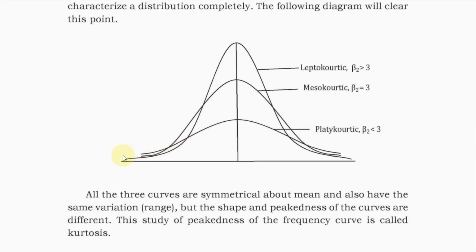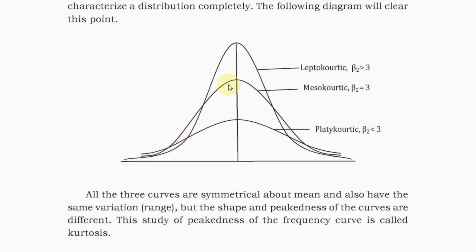Now if you draw a distribution, the curve might be of three types. Observe the first curve here. It is the most flat curve, and that is called a platykurtic curve. We shall discuss that later.